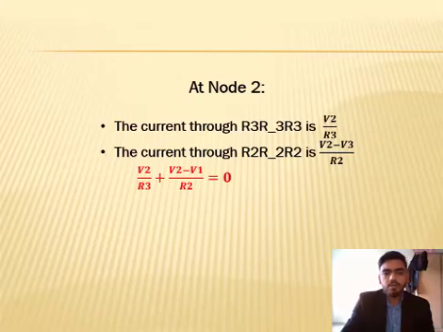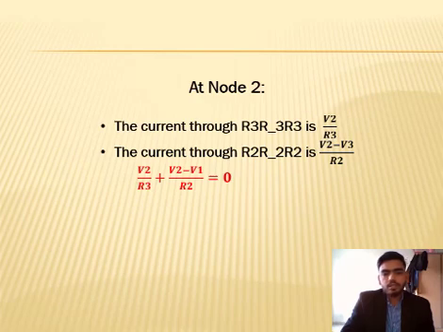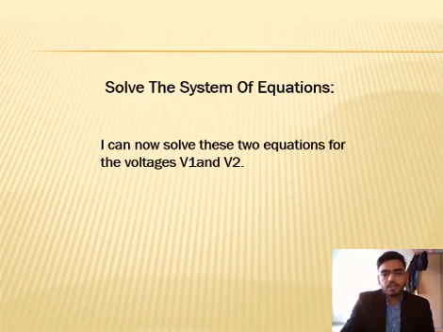At node 2, the current through R3 is V2 divided by R3, and the current through R2 is (V2 minus V1) divided by R2. The equation is V2 by R3 plus (V2 minus V1) by R2 equals 0. Solve the equations: we can solve these two equations for the voltages V1 and V2.